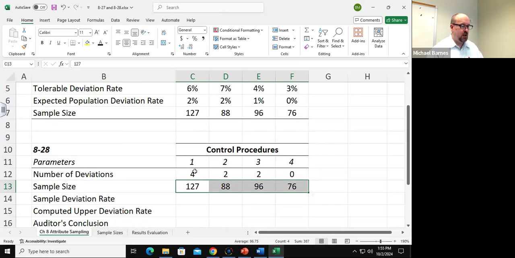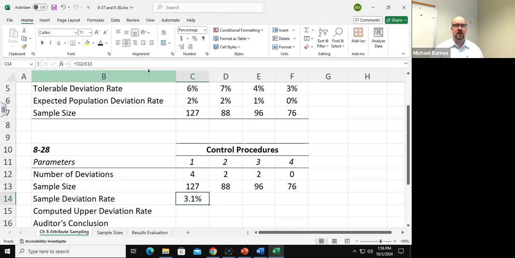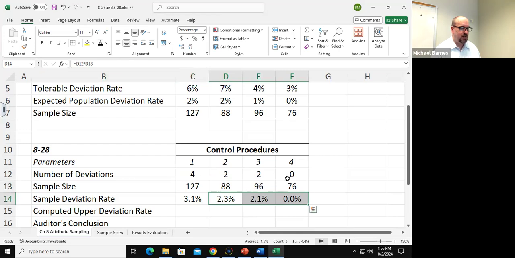We've got some results from our tests. It says number of deviations. For a sample size of 127, it is 4. So my sample deviation rate is just 4 divided by 127, which is going to be 3.1%. I can do that for all of them, which I'm going to do to save time. I can just divide 2 divided by 88, 2 divided by 96, and 0 divided by 76.